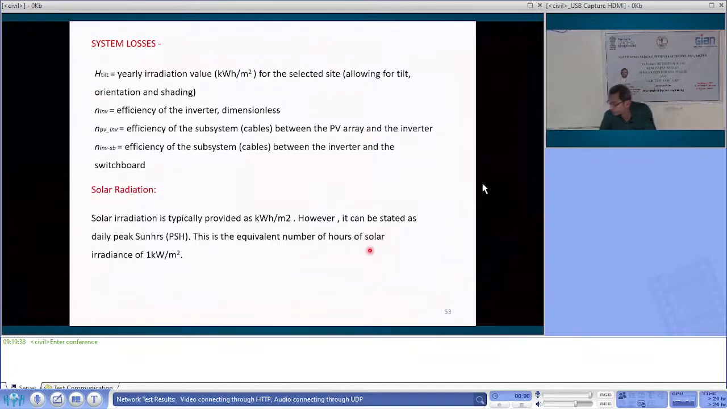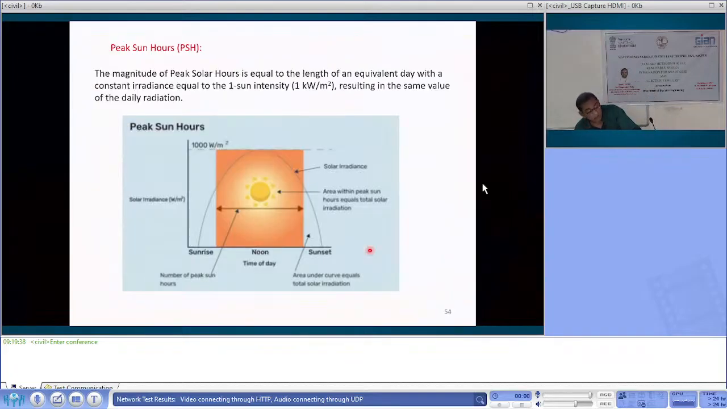There is one factor, peak sun hours, which is 4 to 7. Now you have to see in this diagram 1000 watt per meter square. What is 1 kilowatt per meter square? For how many hours it is available on the x-axis, that is mentioned, hours. So it is mentioned as the number of peak sun hours here. Okay, this complete width, if it is 5, then it is called 5 PSH. So this is very important, the peak sun hours concept.